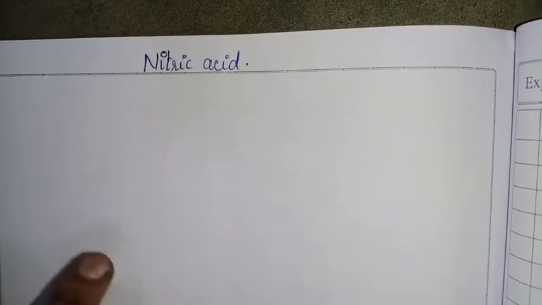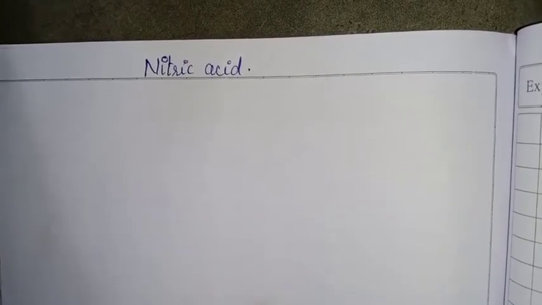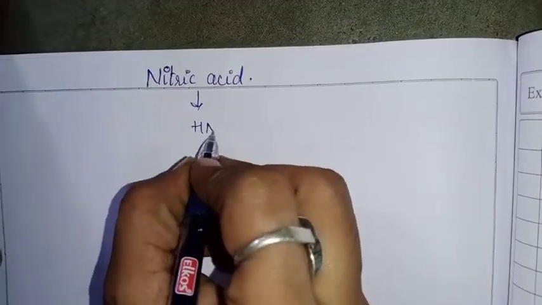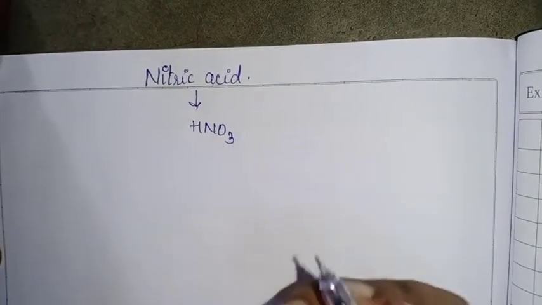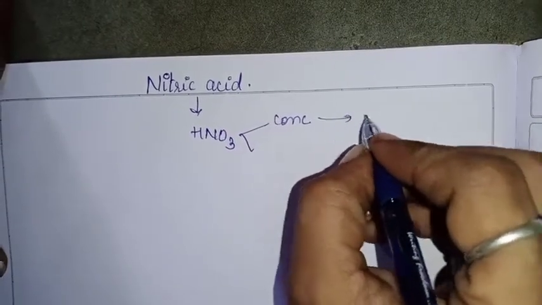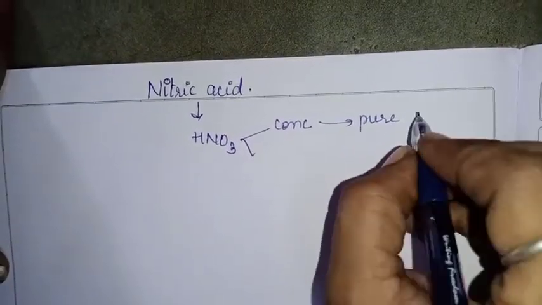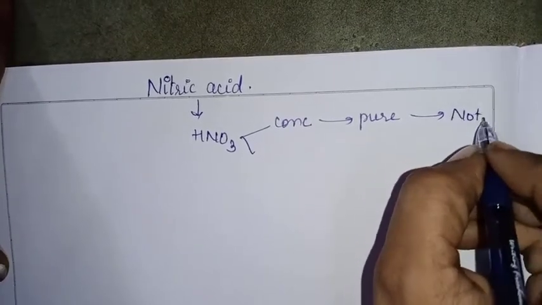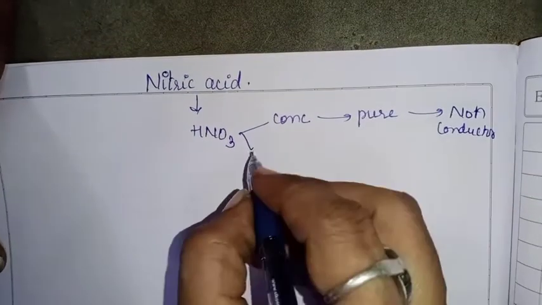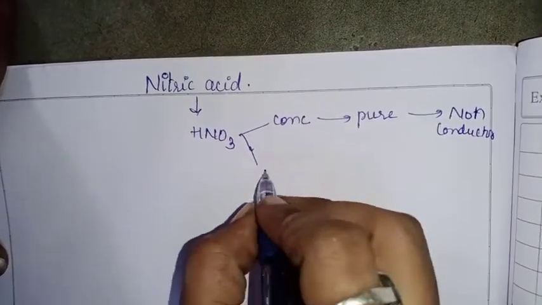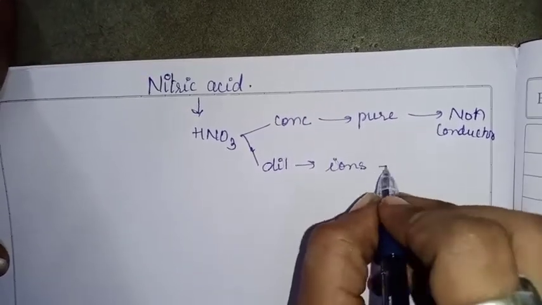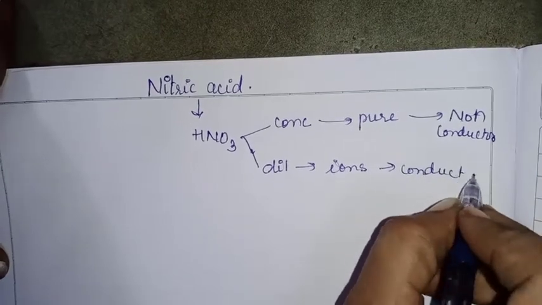Students, we are going to start with nitric acid. This is the second part of the study of compounds chapter, children. Now nitric acid has the formula HNO3. When nitric acid is concentrated, in the pure form, it will not conduct. It is a non-conductor. Whereas when we discuss the dilute acid, it contains ions, and hence it will conduct electricity.